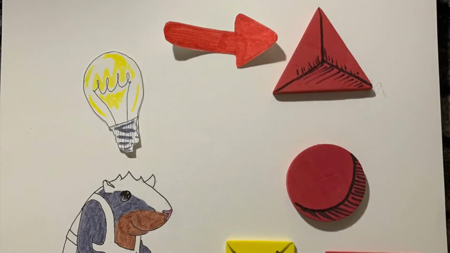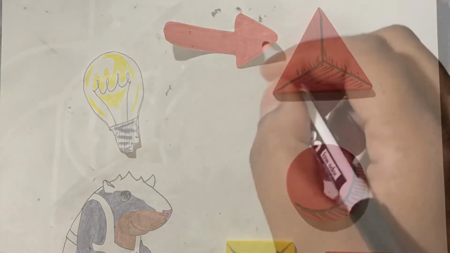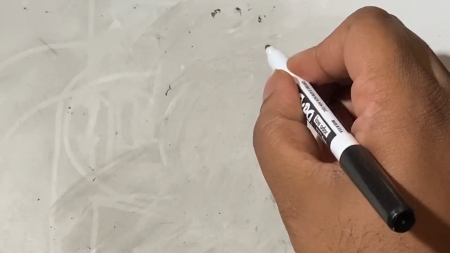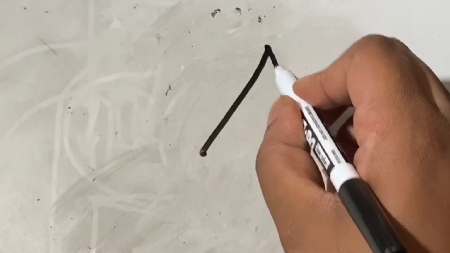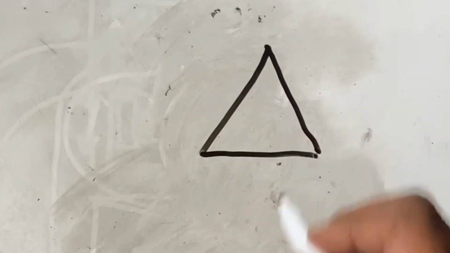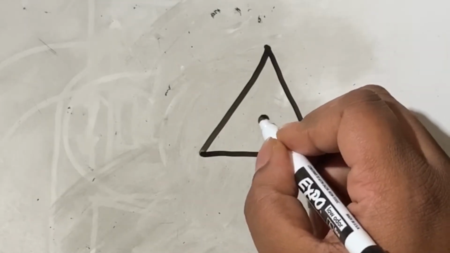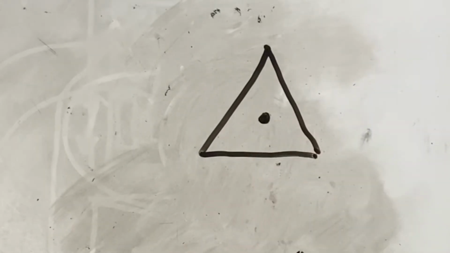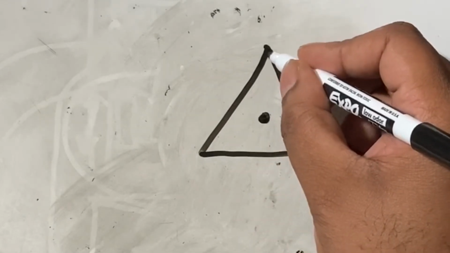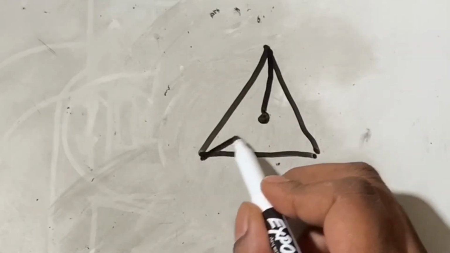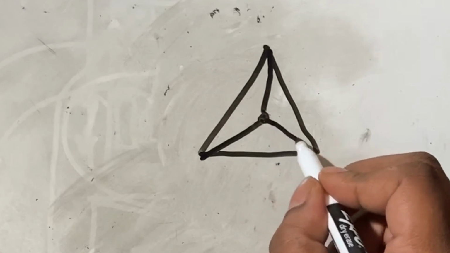Finally, we have the pyramid. The pyramid is the form of a triangle. Because the pyramid is the form of a triangle, we are going to start off with the base of a triangle. From there, you're going to draw a dot, that familiar dot right in the middle, and then you're going to connect all the corners to that dot.